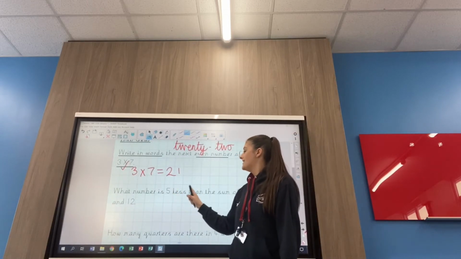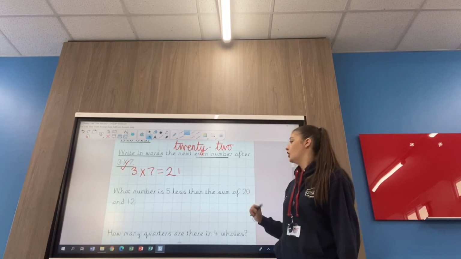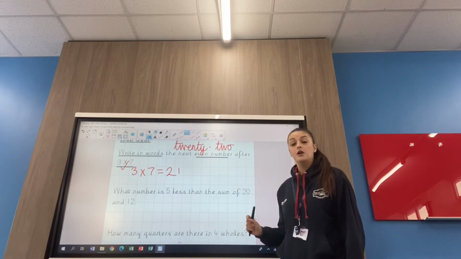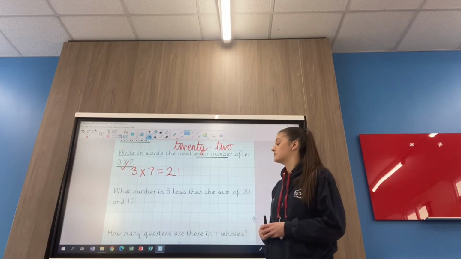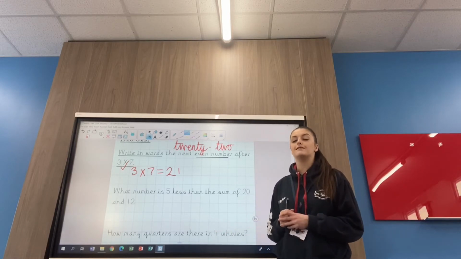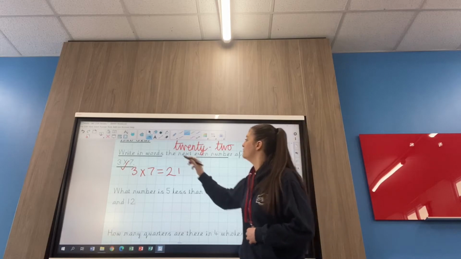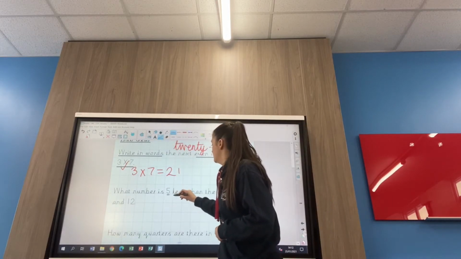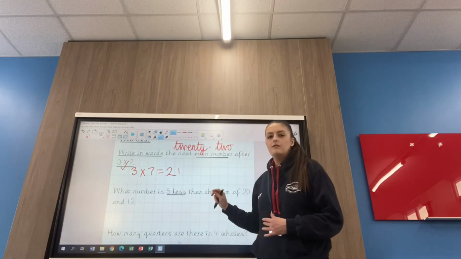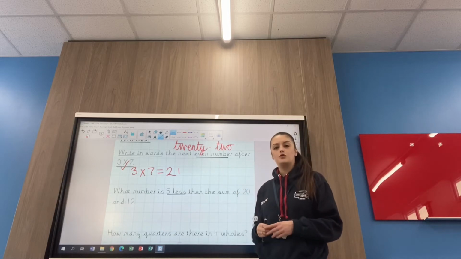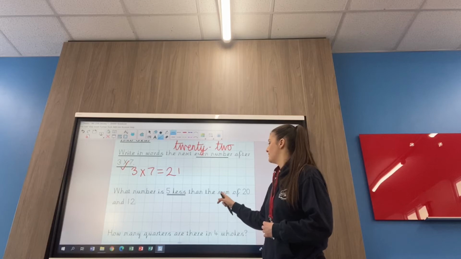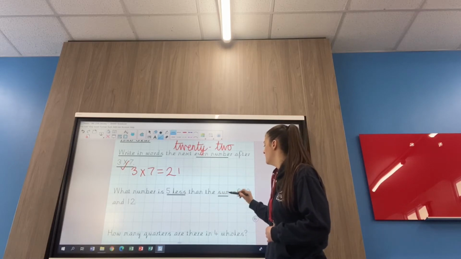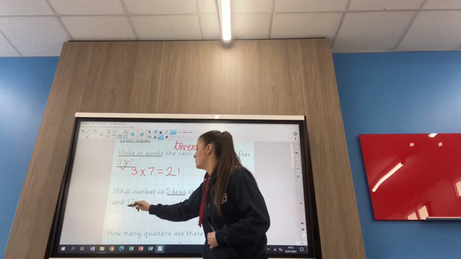Right, the next question then. What number is 5 less than the sum of 20 and 12? We've got another 2-step problem where we're applying some of our 4 operations, and we need to decide which operations we're going to be doing. So what number is 5 less? Now, less than, that means we're taking away, we're subtracting. So I know I've got to do a subtraction, but I'm looking for a number that's 5 less than the sum of 20 and 12.